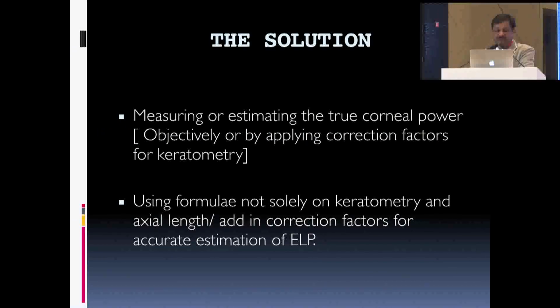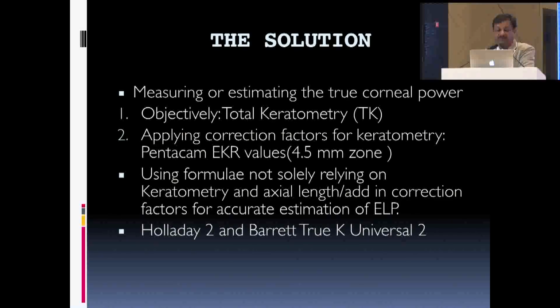So you need to actually measure or estimate the true corneal power, which we call the net K or the true K, either objectively or by applying certain correction factors to the keratometry. And you have to use formulas which are not solely based on keratometry and axial length, and which have correction factors for accurate estimation of the effective lens position. So you can either go objectively, meaning the total keratometry, the TK, which is available on the IOL Master 700. Or you can apply correction factors for keratometry like the Pentacam EKR, and selecting, this is very important, the 4.5 millimeter zone, because that is the pupil size for normal Indian eyes.